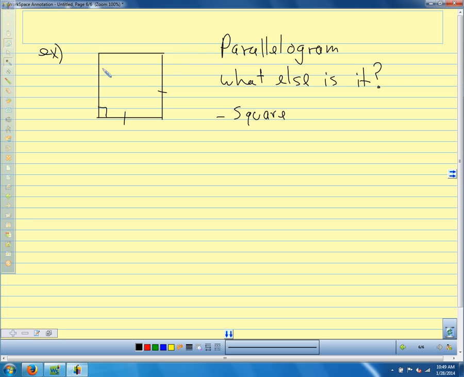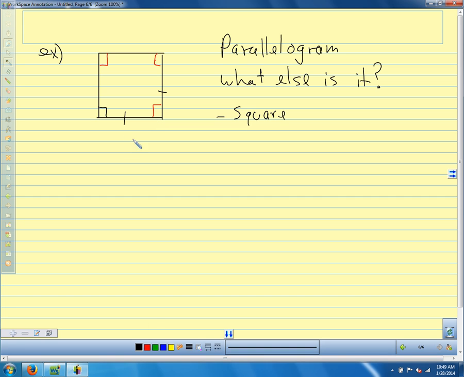The opposite angles have to be congruent, so these two angles have to be 90, and two angles in a row on a side have to be supplementary. So these two have to add up to 180. That means all four of the angles are 90 degrees. So first off, that tells us that it's a rectangle. And then how do we decide it's a square?